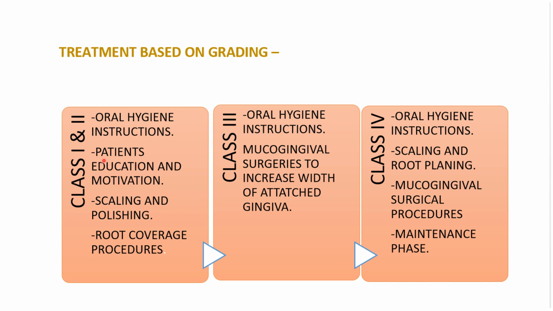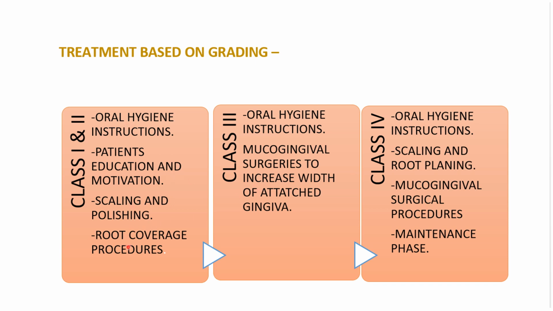And second is patient education and motivation, so you're going to educate and motivate the patient for these oral hygiene practices. Then third is scaling and polishing. This is the basic treatment for any gingival problem that you're going to do: scaling and polishing. Then lastly are the surgical procedures, like root coverage procedures. Then for class 3 there are mucogingival surgeries, with oral hygiene instructions the same as class 1 and class 2. In all classes the first 3 points are going to remain the same.